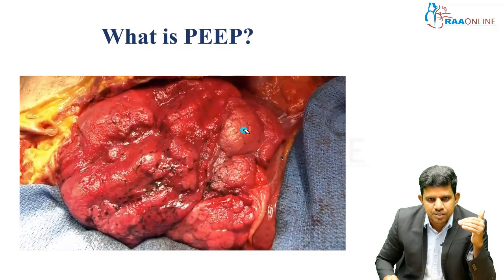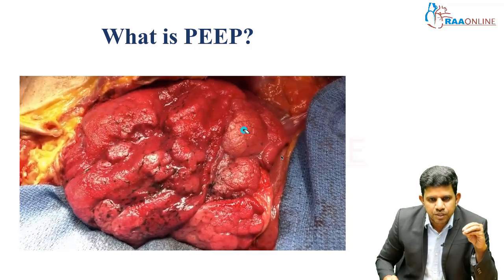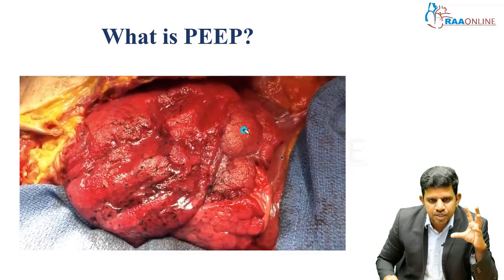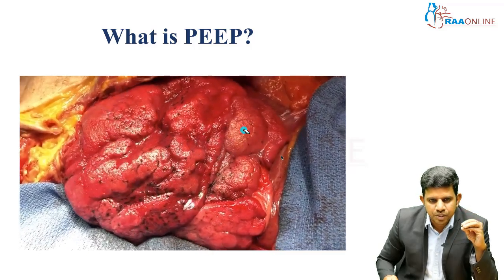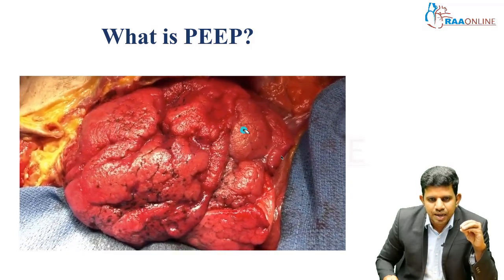In this patient, this is the lung. This is ventilating without the PEEP. If you see here, the alveoli, the lung is opening during inspiration and then collapsing during expiration. This is the normal ARDS lung.